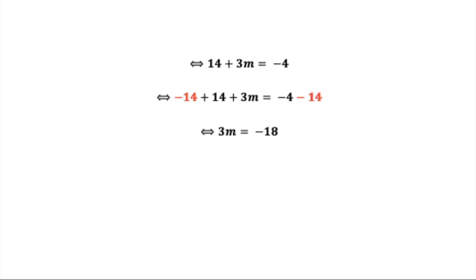Right? Now we are trying to isolate or solve for m. So what we do next is get rid of the 3. How do we get rid of 3? Divide by 3 on both sides, right? So we divide by 3 on both sides, and then when you do that, this is what you get. You get m equals negative 6.